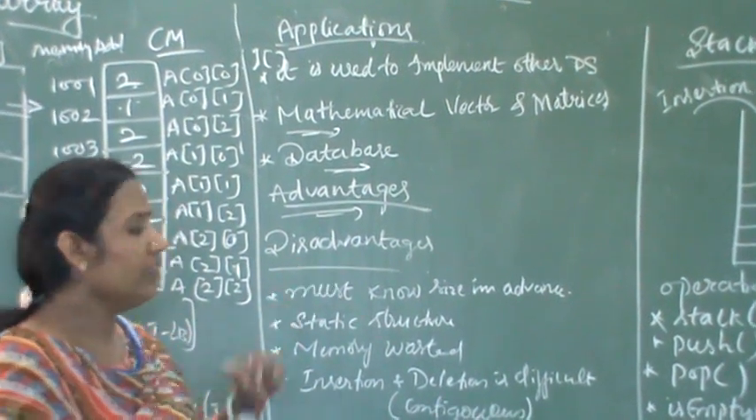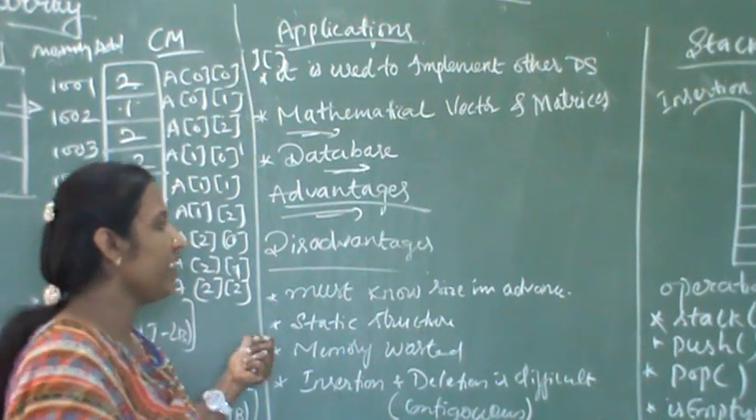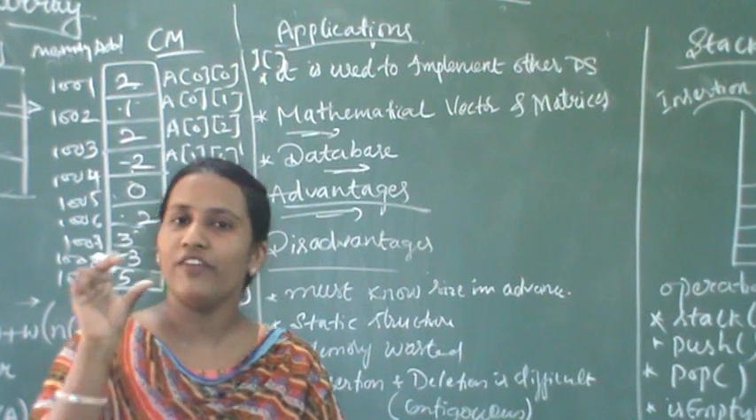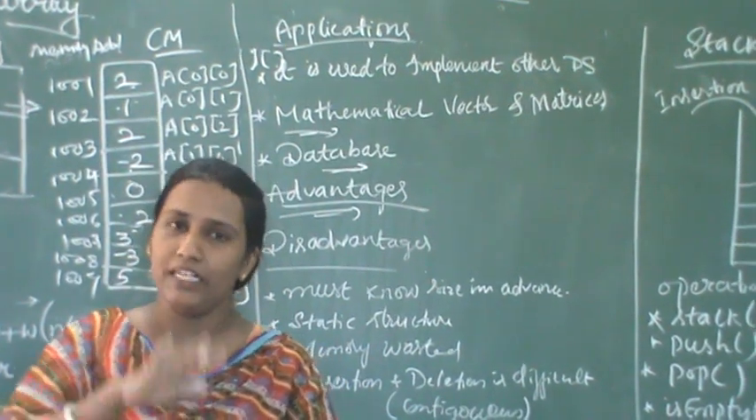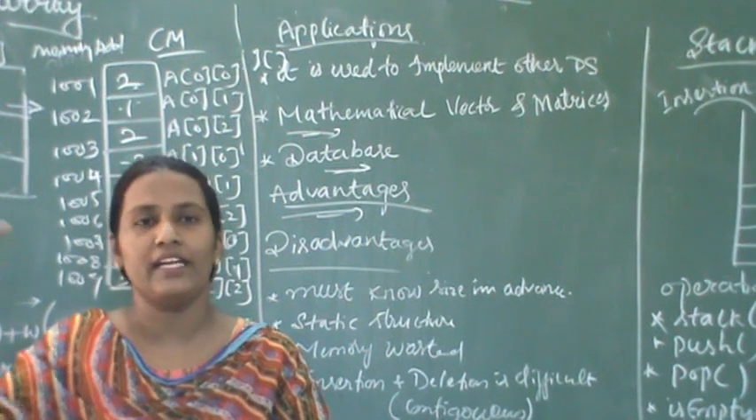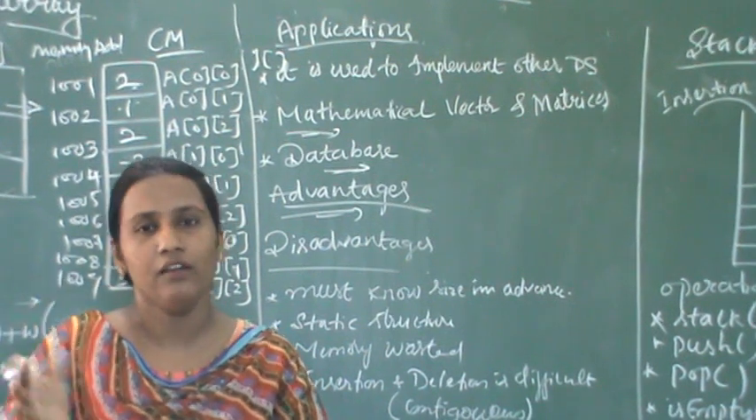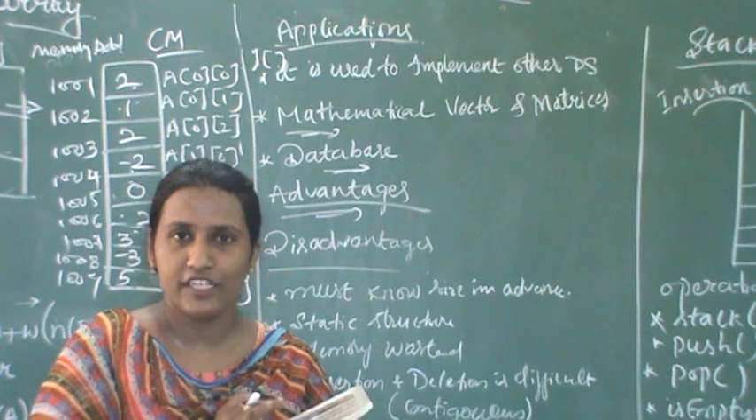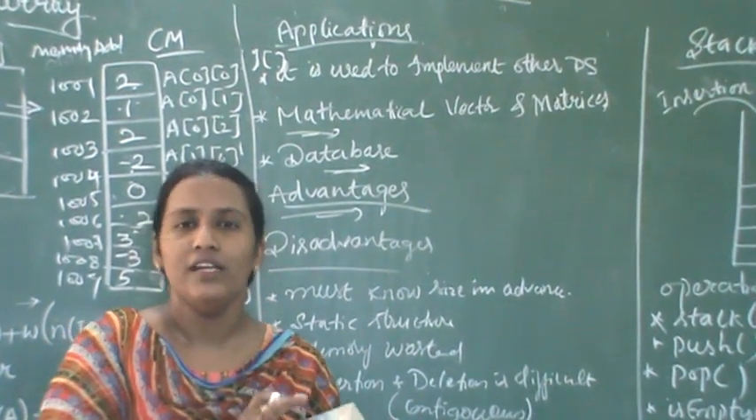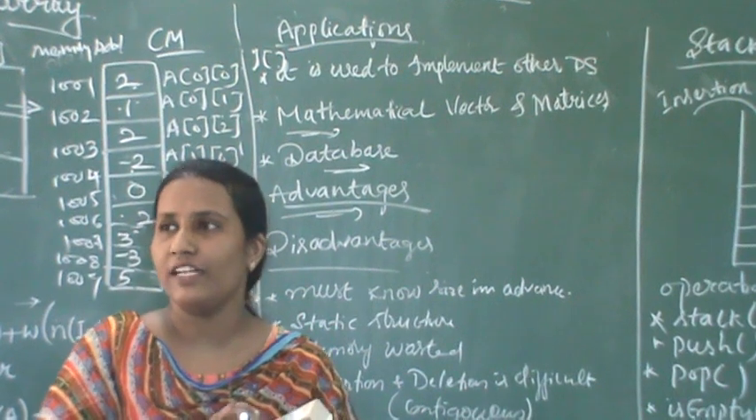Next we have the disadvantages. As you know, in a variable we can store only one data, but in an array we can store more than one data. That means more data can be stored in just one variable. That is the advantage of an array. Along with that advantage, we also have some disadvantages. What are the disadvantages?